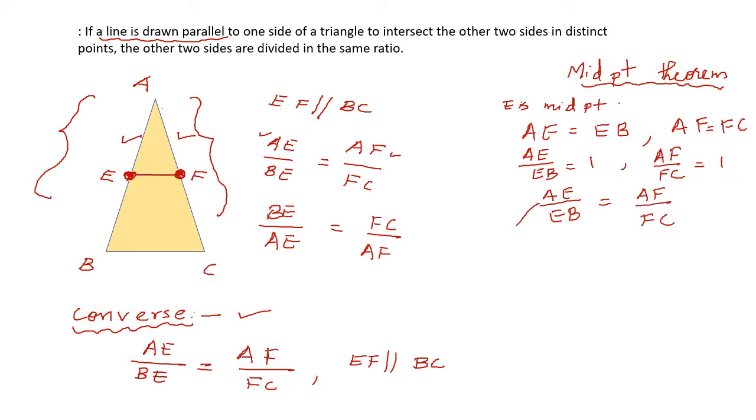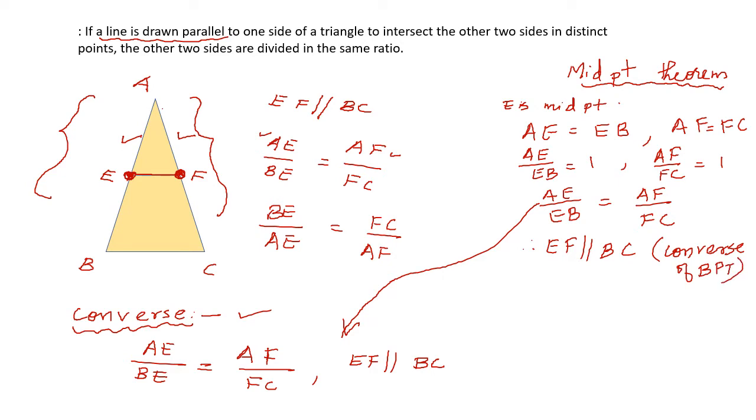Now can you see? That is the converse. If AE by BE is equal to AF by FC, then therefore EF is parallel to BC. That is by converse of BPT. If these two sides are in proportion, then the lines are parallel.